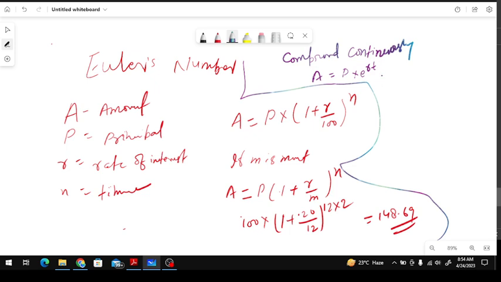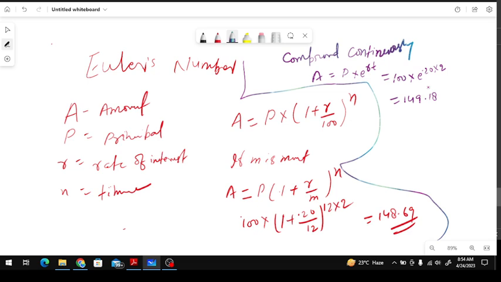So let's see, it's 100 times e to the power 0.20 times 2, and now let's get here 149.18. This is not too surprising considering that compounding every minute got us a balance of 149.18, so that got us really close to our value of 149.18 when compounding continuously.